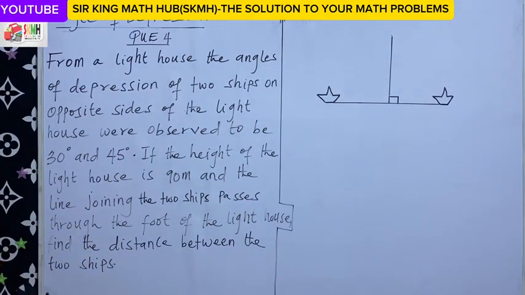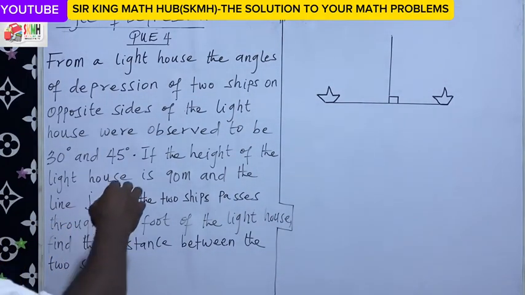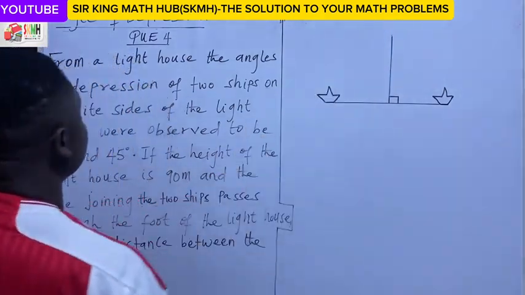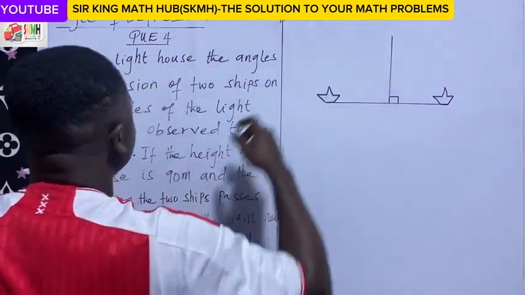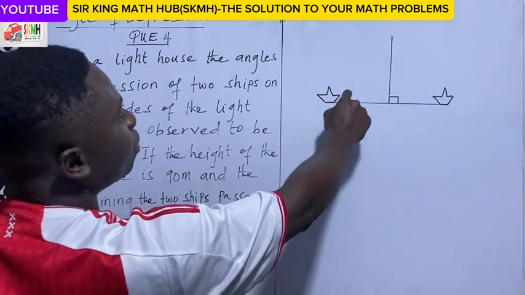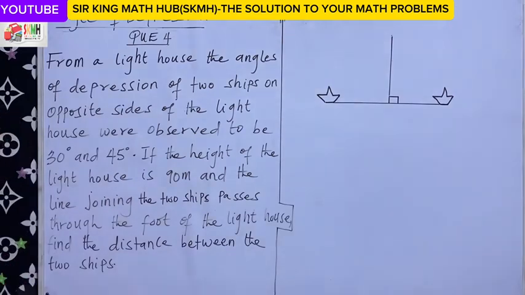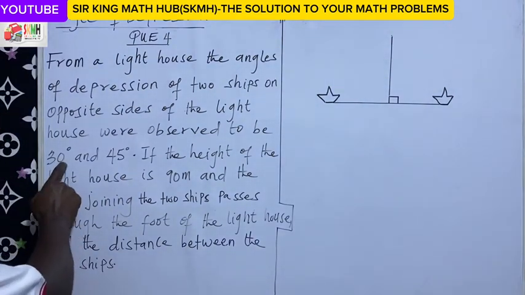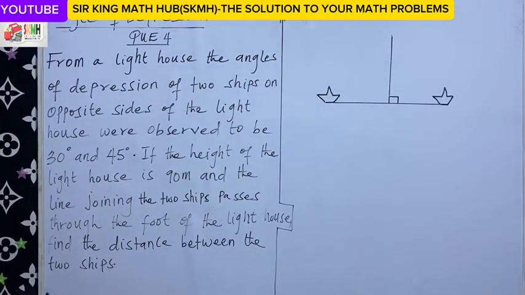And then we were told that from the lighthouse, so being that from the top of the lighthouse, when we measure the angle of depression of these two ships, that should give us 30 degrees and 45 degrees.